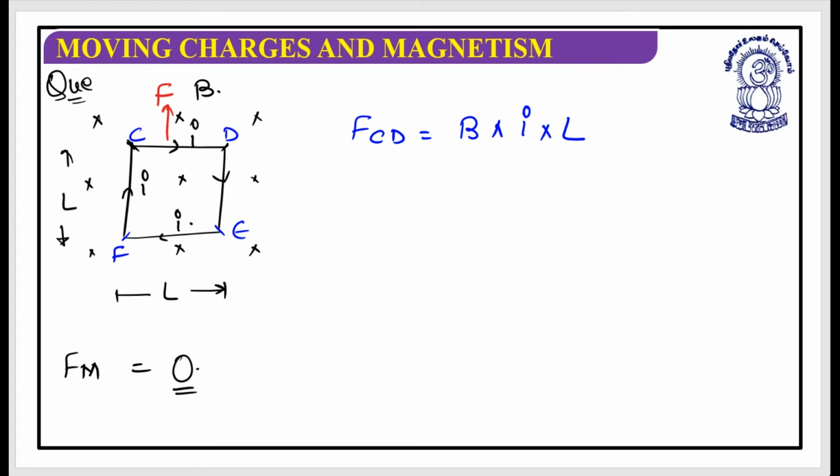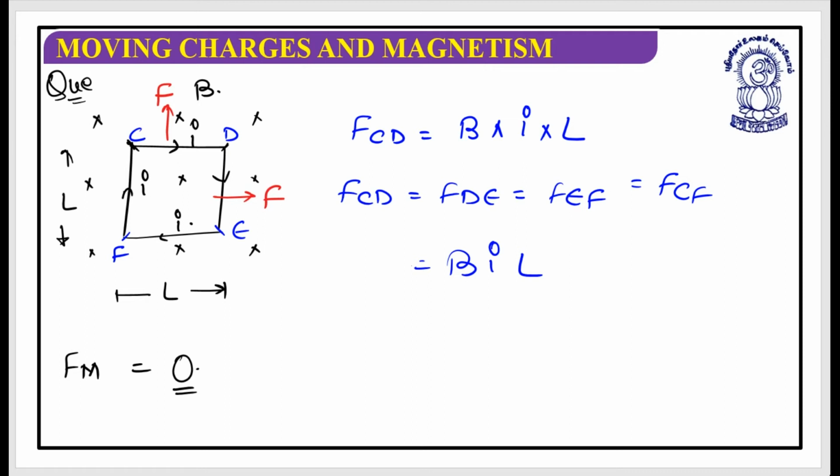This is F. If you find the magnitude, then FCD, FDE, FEF, and FCF are all the same in magnitude, equal to B into I into L. Direction-wise, the force is acting on this, on this, and on this. That's why the net force is going to be 0 all over.